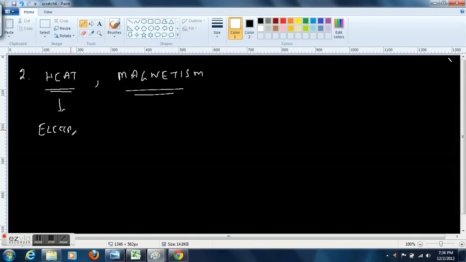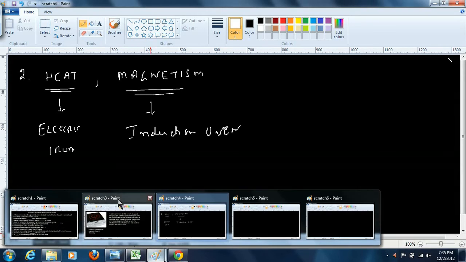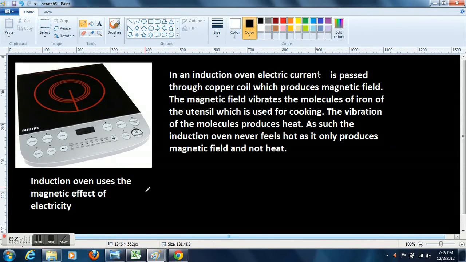So these are the two prominent effects of electric current. Now heating effect of electric current is used in devices like electric iron, electric heater. Magnetic effect of electric current has a very interesting use. One recent use you might be seeing in induction oven. This is a picture of an induction oven. Here the induction oven uses magnetic effect of electricity. How does it work? In an induction oven, electric current is passed through a copper coil. The copper coil is below, it is not visible here, which produces magnetic field.